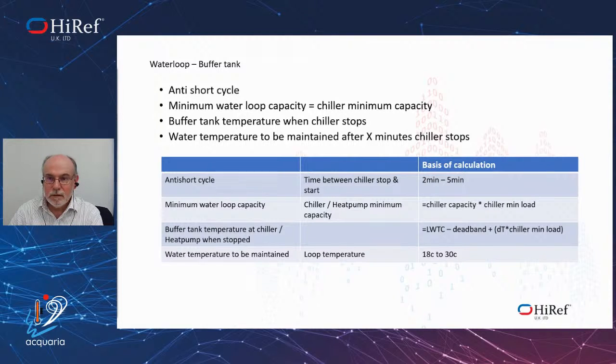And to keep the heat pump or chiller operating for as long as possible, you need to think about the buffer tanks. Now, these can be quite large if you've got a large system. So you could have up to 6,000 litres or even more. But because you've got a heat pump, you could have two, one for heating, one for cooling.